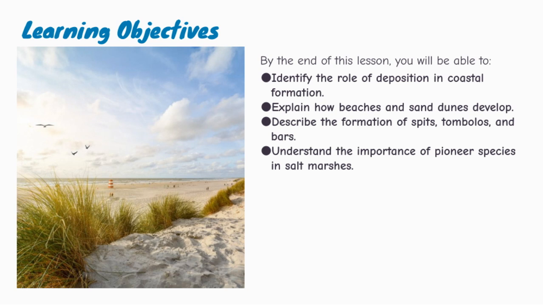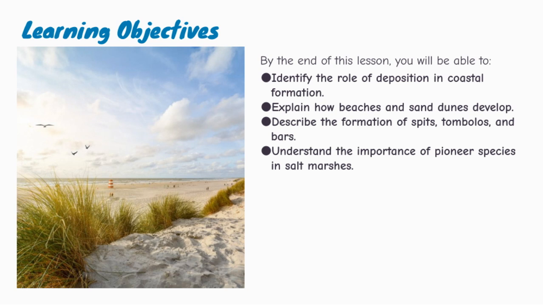Second, you should be able to explain how beaches and sand dunes develop. Beaches are mainly built by constructive waves, while sand dunes develop when wind blows dry sand inland and plants help trap and stabilize it. Third, you should be able to describe the formation of spits, tombolos, and bars. These are depositional landforms linked to longshore drift and changes in coastline direction.